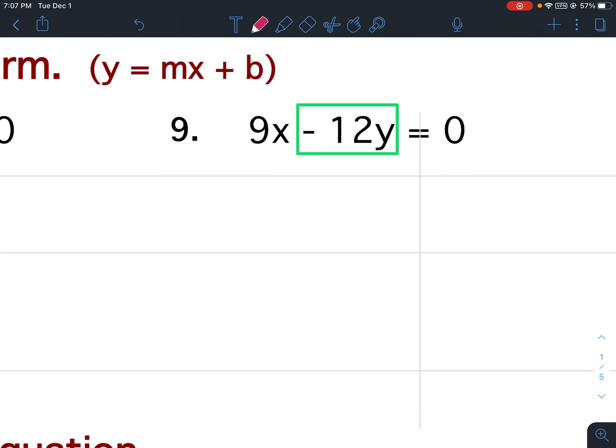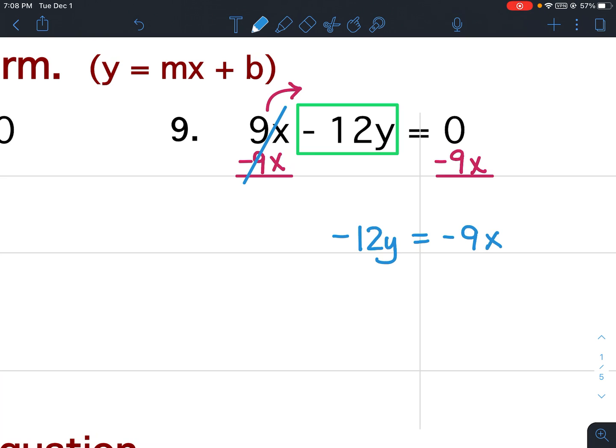Same exact steps. I boxed my y term because I want to isolate the y. I'm going to start by taking the x term to the right. Since it's a positive 9x, I subtract it. Cancel the x terms on the left side. Bring down my negative 12y. Bring down the negative 9x, because once again, it's 0 minus 9x, it's just going to be negative 9x. To isolate the y, I'm going to divide both sides by negative 12.